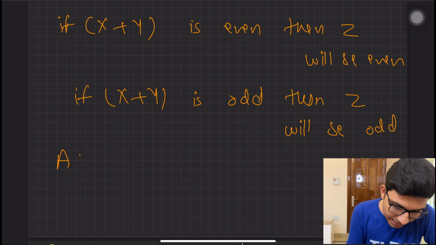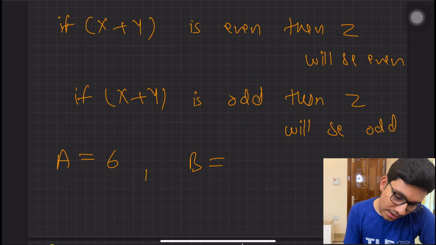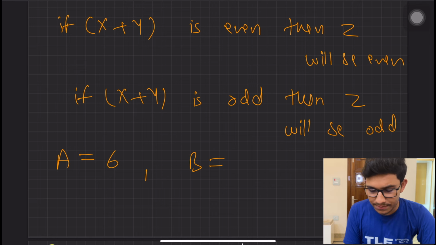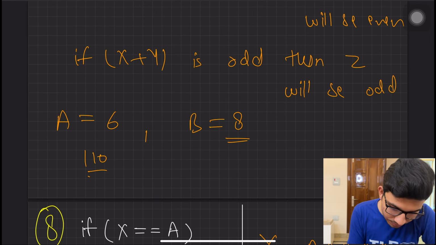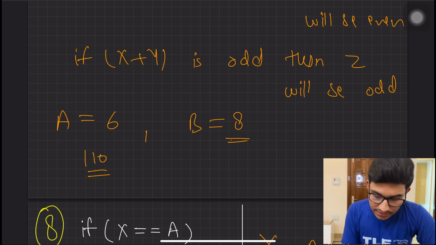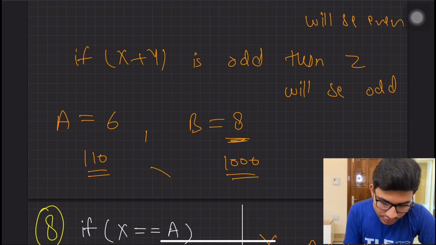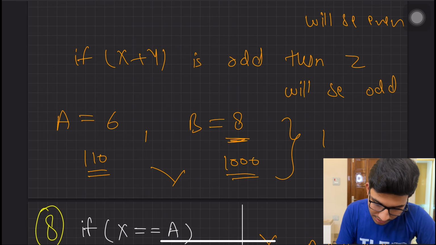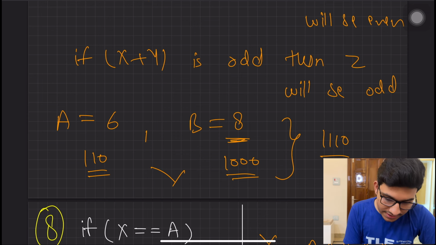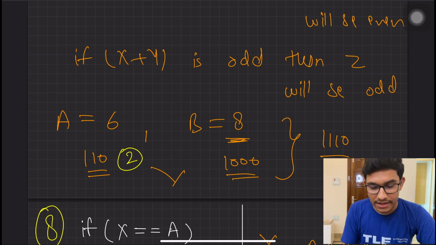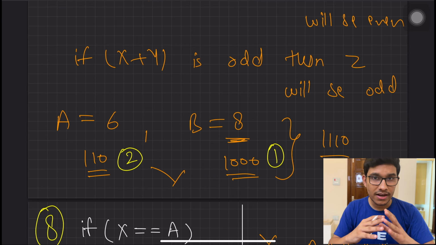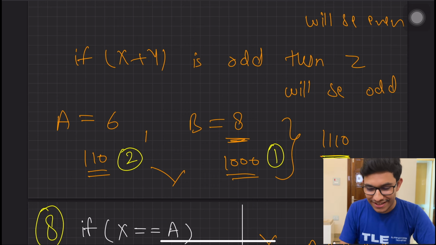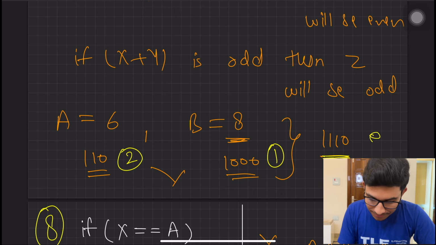Let's say A is equal to 6 and B is equal to something which has just one set bit. Let's suppose B is equal to 8. Okay, so the binary representation of 6 is 110 and the binary representation of 8 is 1000. Take the XOR of these two values and you will get 1110. How many set bits did this number have? This number had 2 set bits and this number had just 1 set bit. So the total number of set bits was 3, which is an odd number. So clearly the number of set bits in A XOR B is also odd.